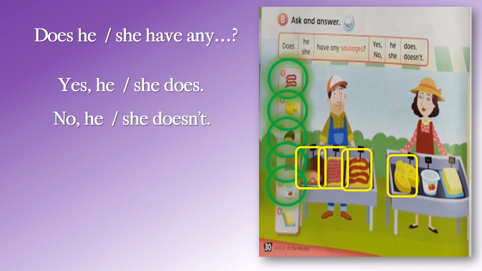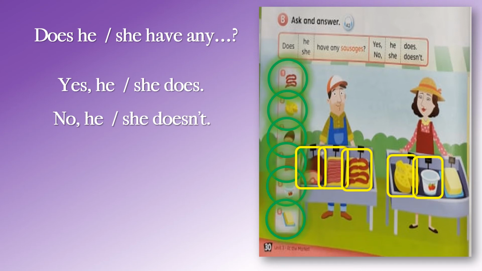Number 5. What is it? Yeah, it's yogurt. I love yogurt. Okay. Does he have any yogurt? What's the answer? Can you say the answer, please? No, he doesn't. Does she have any yogurt? Yes, she does.